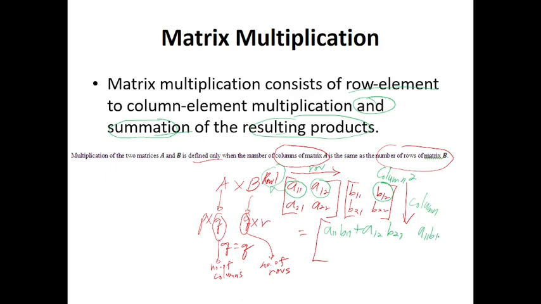A11, B12. Okay? So, row element to column element multiplication. Ang reference ay row 1. Ang reference dito ay column 2. A11, B12. Tapos yung isa, A12 and B22. Then add, summation. Okay? So, ganun siya.